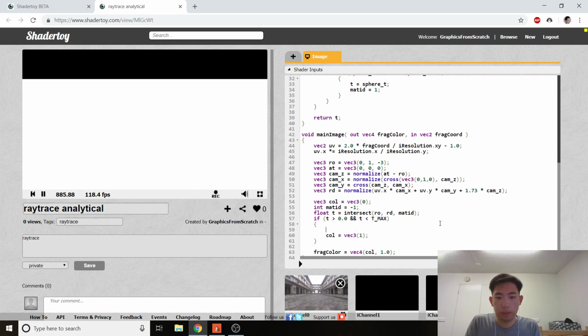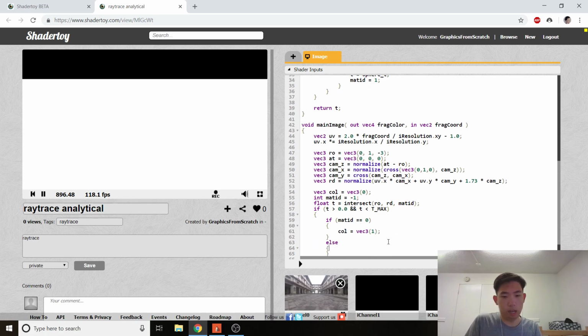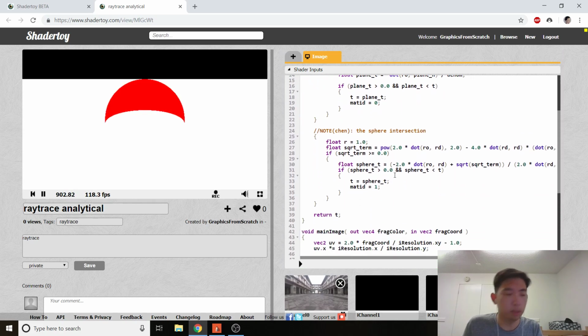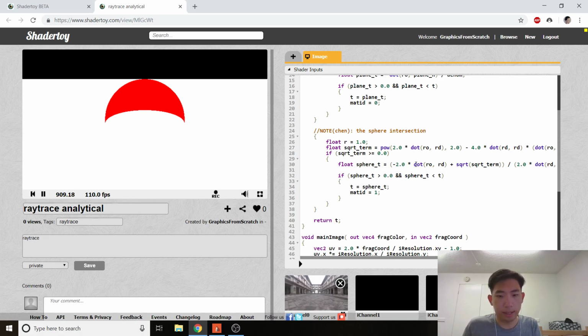So right now what we can do is check matID: if the material index is equal to 0, that will be the plane, and we want to output white. If it's not, then we output red for the sphere. Doesn't work. Well, obviously.